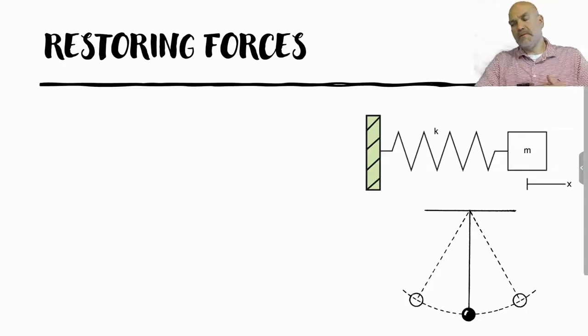Okay, so here we are, first video for Unit 6, Simple Harmonic Motion in AP Physics 1. Here we're going to look at what these restoring forces are. So what causes these oscillators to return back to equilibrium? Because that's what these forces want to do.